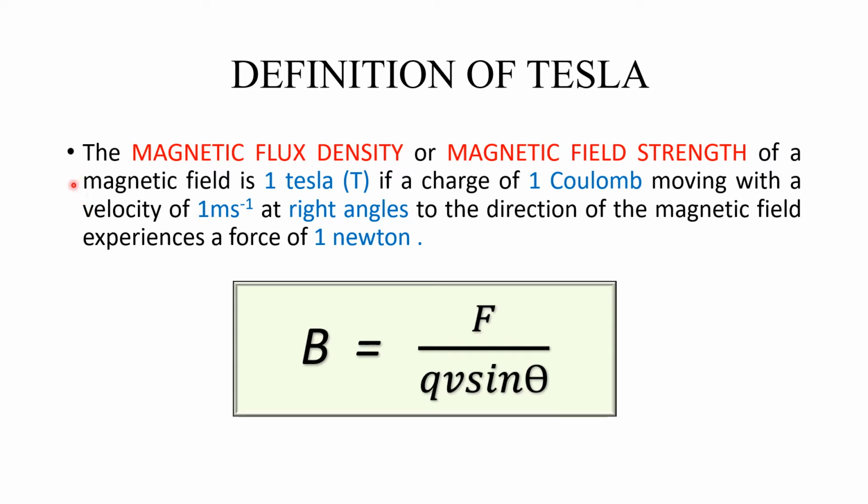The definition of Tesla is that the magnetic flux density or magnetic field strength of a magnetic field is 1 Tesla, meaning 1 T, if a charge of 1 coulomb moving with a velocity of 1 meter per second at right angle to the direction of the magnetic field experiences a force of 1 Newton.